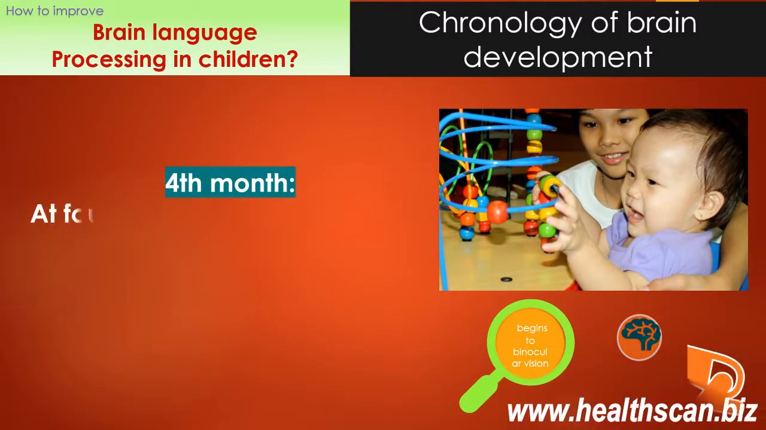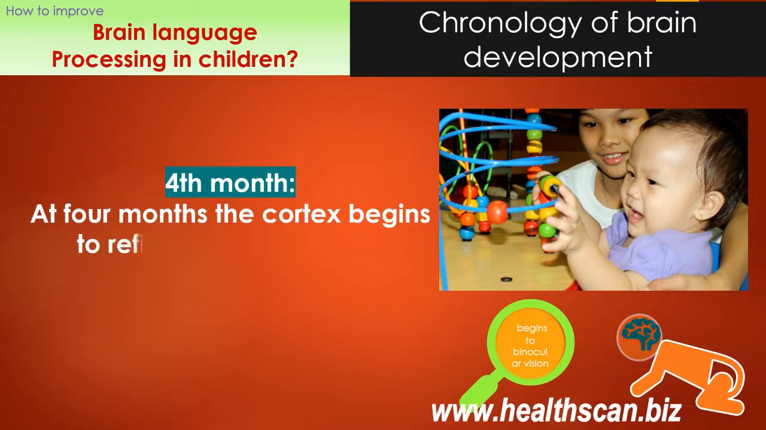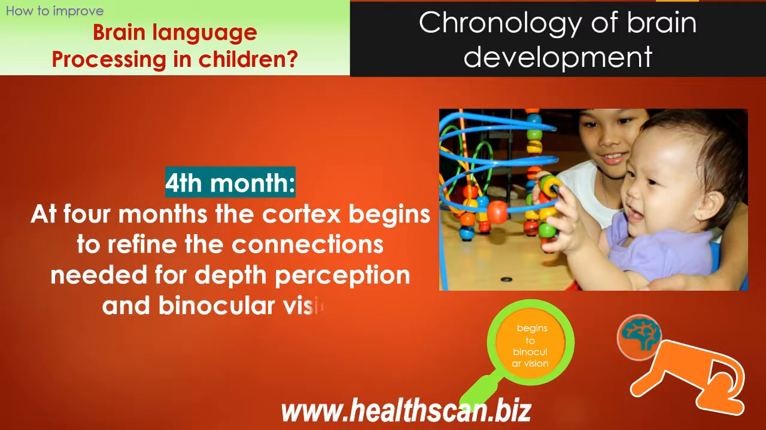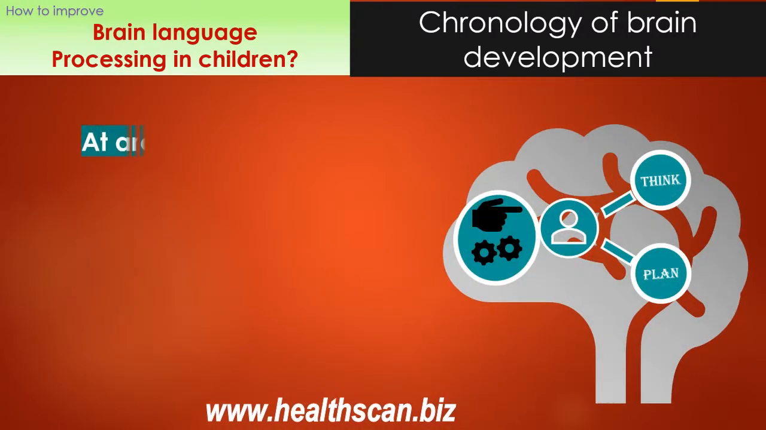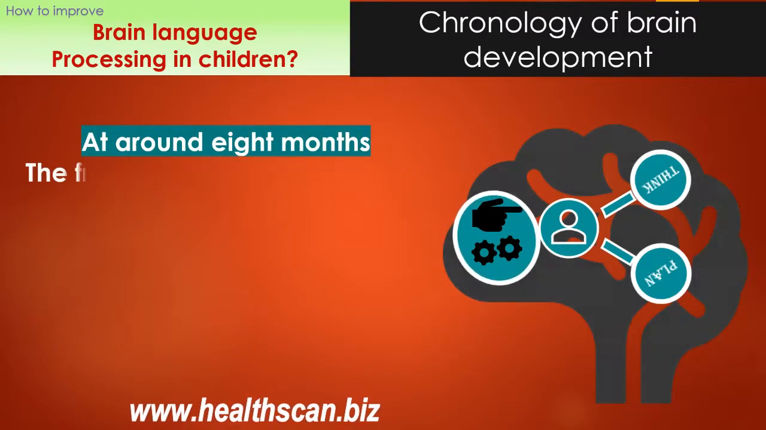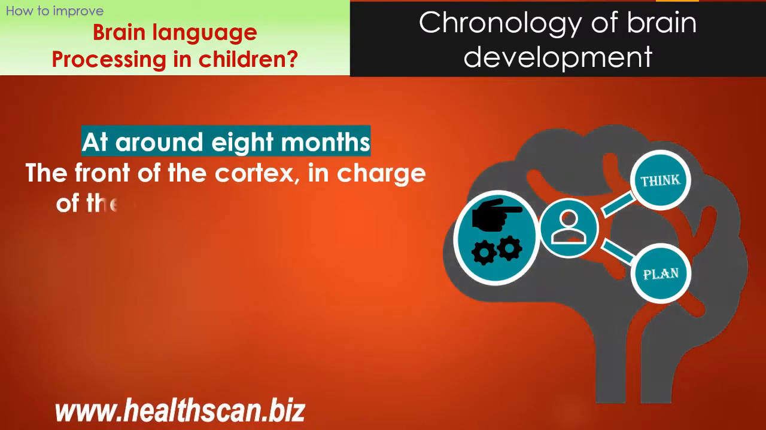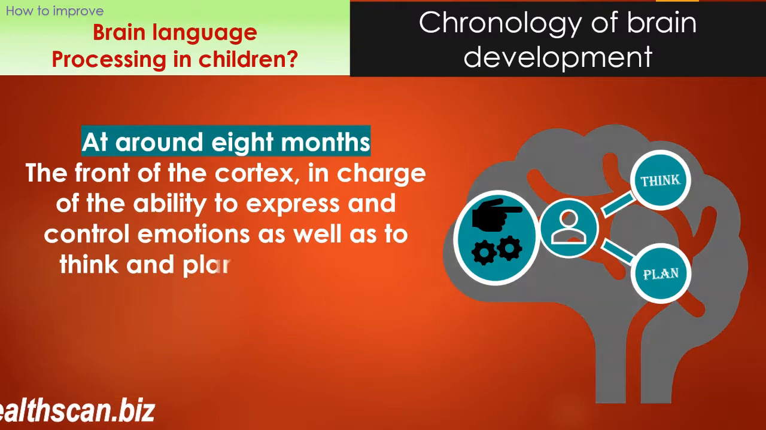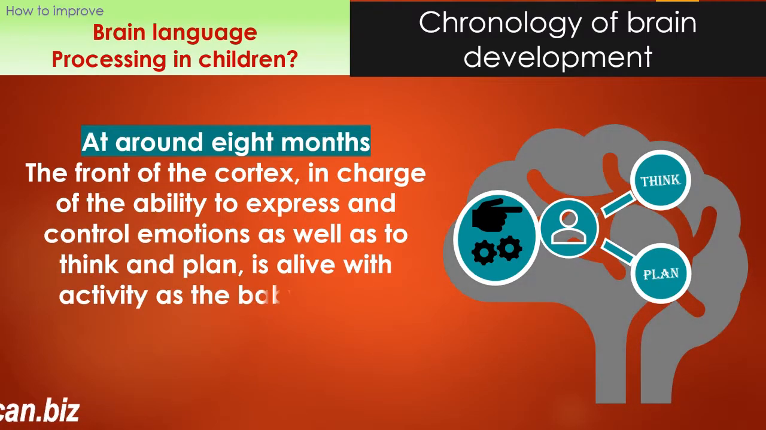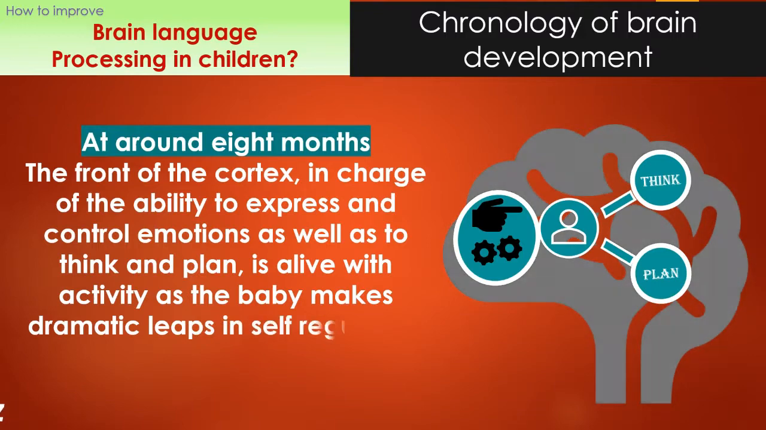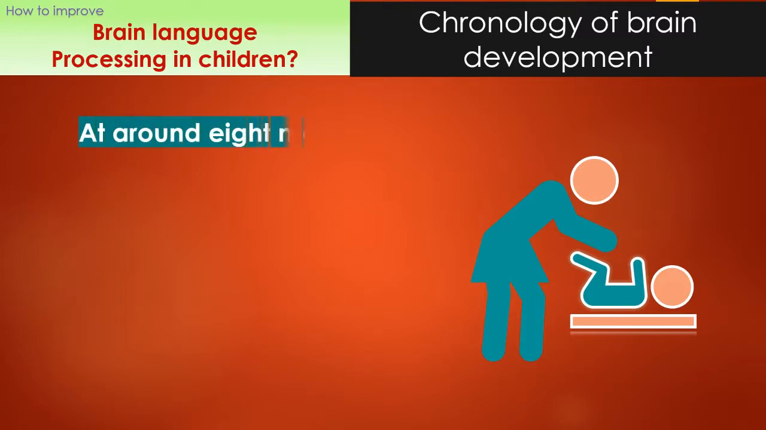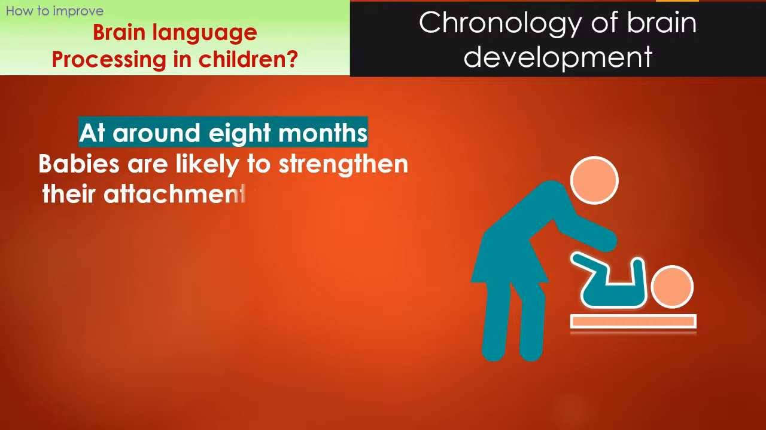Fourth month. At 4 months, the cortex begins to refine the connections needed for depth perception and binocular vision. At around 8 months, the front of the cortex, in charge of the ability to express and control emotions as well as to think and plan, is alive with activity as the baby makes dramatic leaps in self-regulation and attachment. Babies are likely to strengthen their attachment to their caregiver during this time.